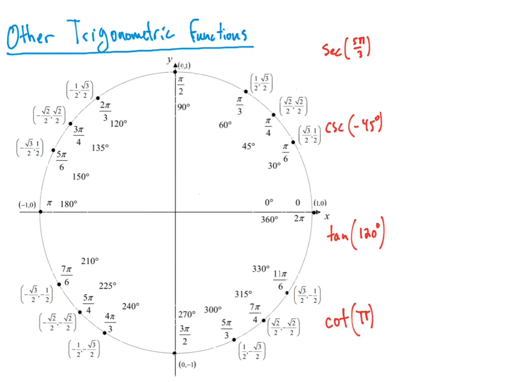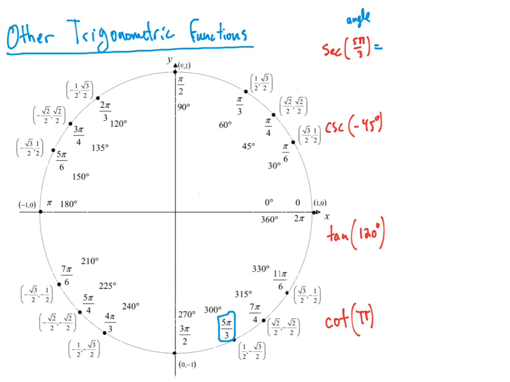The input for all of the functions is an angle. And what we want to do is find the coordinate from the unit circle that corresponds to the given function. So the first one is secant of 5 pi over 3. You want to locate 5 pi over 3 on the unit circle. Secant is the reciprocal of cosine.